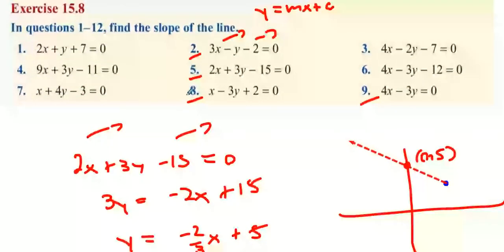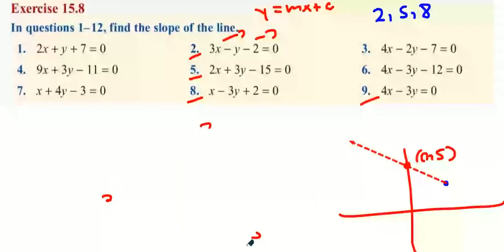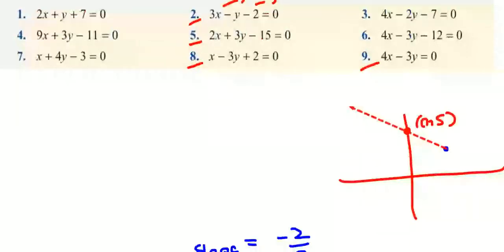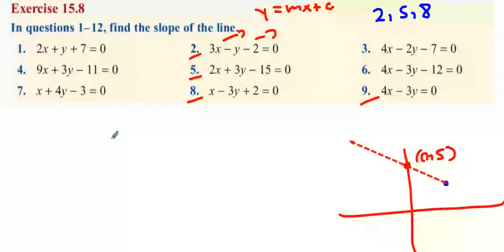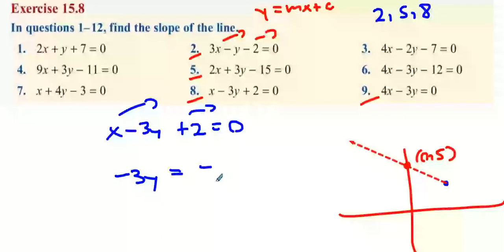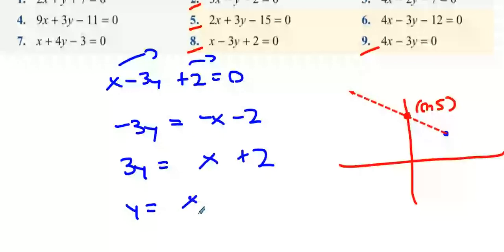Okay, so now we've done 2, we've done 5, now we're moving on to question 8. So 8 is quite similar. Question 8 is x minus 3y plus 2 equals 0. Move the x and the 2 over to the other side, so you get minus 3y equals minus x minus 2. Multiply both sides by negative, so 3y equals x plus 2. Divide both sides by 3, so y equals x over 3 plus 2 over 3. x over 3 can be written as 1/3 x.